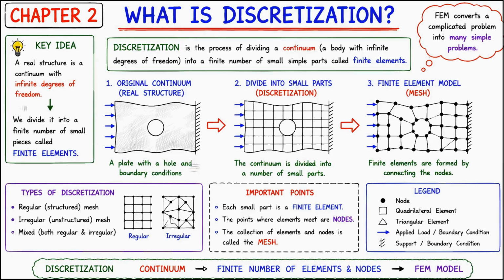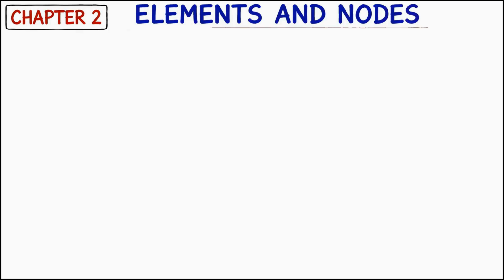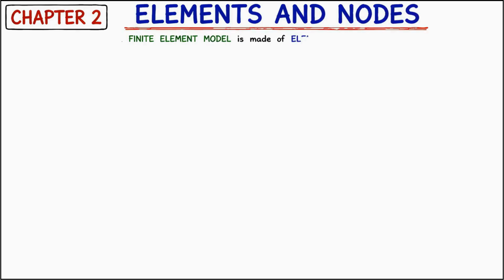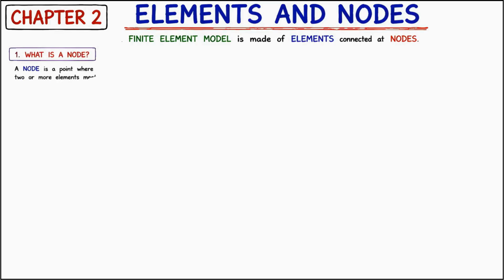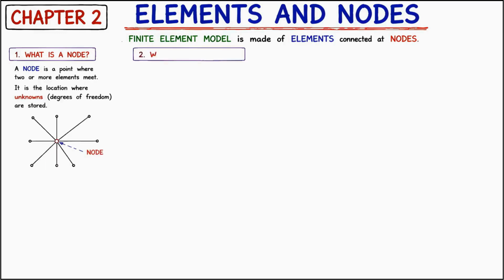But this raises another important question. What exactly are elements and nodes? A finite element model is made up of elements connected together at nodes. Let's first understand what a node is. A node is simply a point where two or more elements meet. Although a node has no physical size, it is one of the most important parts of the model because all unknown quantities are calculated at the nodes. For example, displacement, temperature, pressure, and rotation are all evaluated at the nodes.